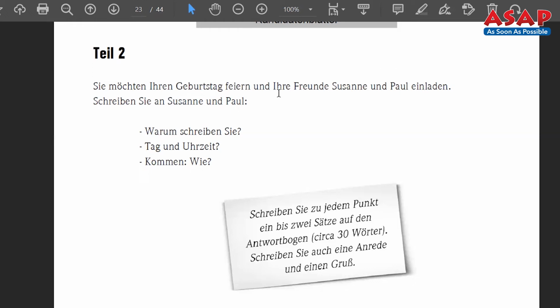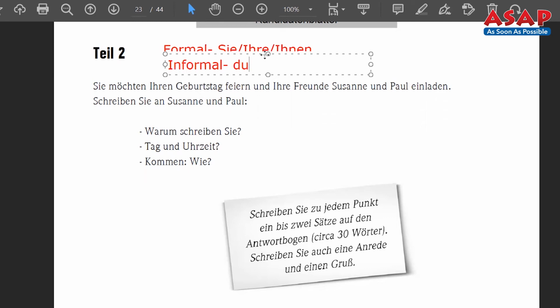Now you need to understand first of all whether it is formal or informal. If it is formal, then you should use the Sie form: Sie, Ihr, Ihnen. These words should be there if it is formal. If it is informal, there are two options. Either it will be the du form, meaning you are writing to one friend only, or the ihr form.